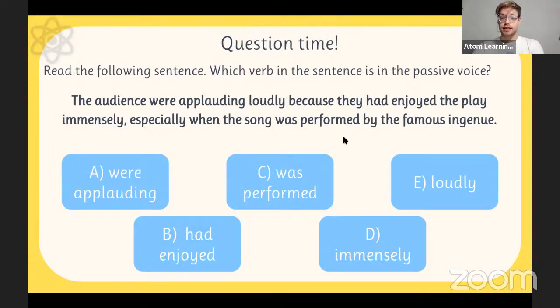So have a read of the sentence, and then can you tell me the answer to the question? Which verb is in the passive voice? If you want an extension, can you tell me what an ingenue is? What is an ingenue?